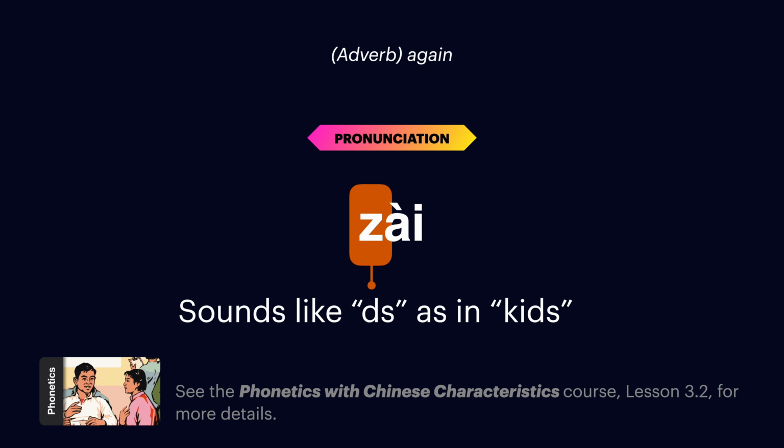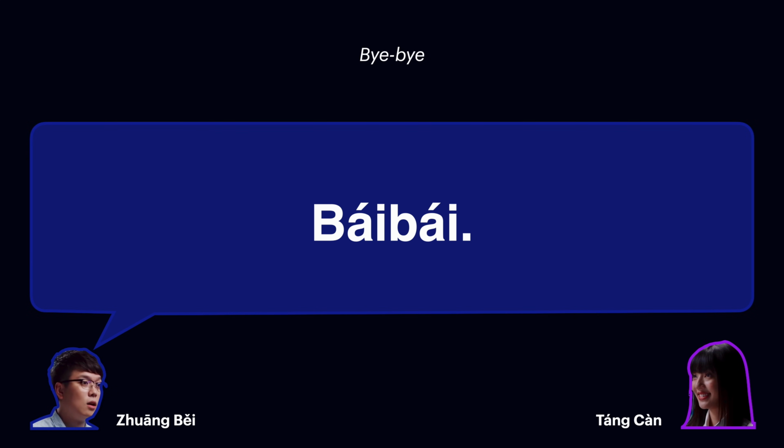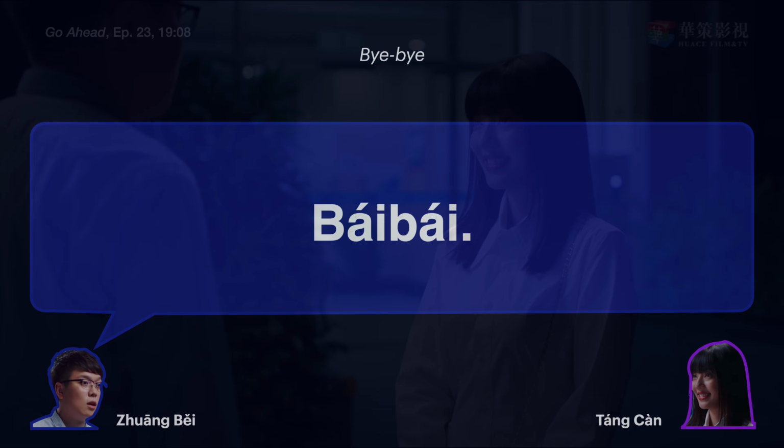And here's a pronunciation tip. The letter Z here is pronounced like Z as in kids. So this is not the English z sound, but more like dz. You just need to imagine that there's a D in front of it, okay? So putting them together, 再见 literally means to see you again. In reply, Zhuang Bei simply said bye-bye, which is the more informal version of 再见.